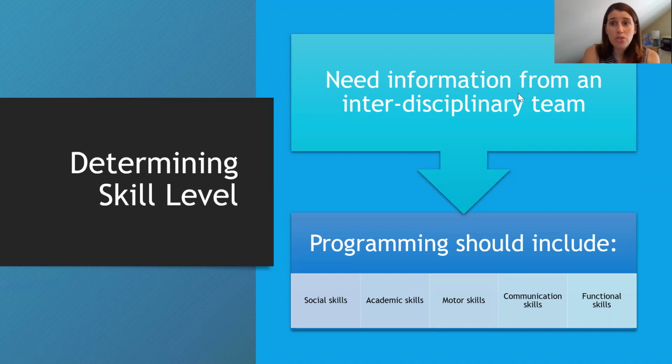So we need information from an interdisciplinary team. Any holistic and really comprehensive ABA type programming should include social skills, academic skills, motor skills, communication skills, and functional skills. When we're looking to create programming, I'm looking at everybody. I'm looking at a teacher, actually two teachers, a general education teacher and special education teacher. I'm looking at a speech therapist, occupational therapist, physical therapist, school social worker, school psychologist if necessary, and myself as BCBA. And we're all going to sit down and really develop a holistic approach to our programming.